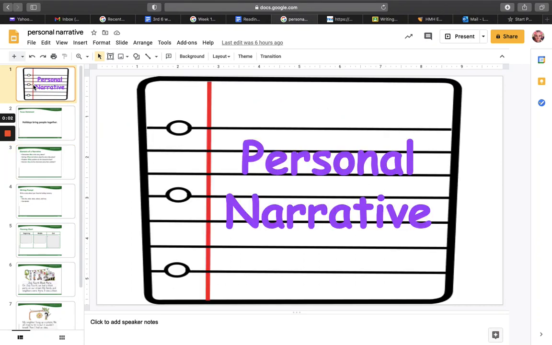Today we're learning about personal narratives. The story that we listened to in our read aloud this morning is a narrative. It tells a story. In a narrative, you have characters, setting, a problem, a solution. And if it's a personal narrative, that's a story about something that's happened to you personally.